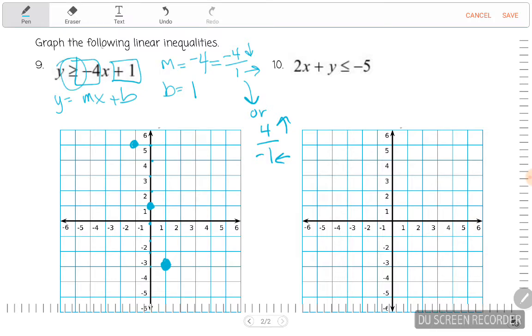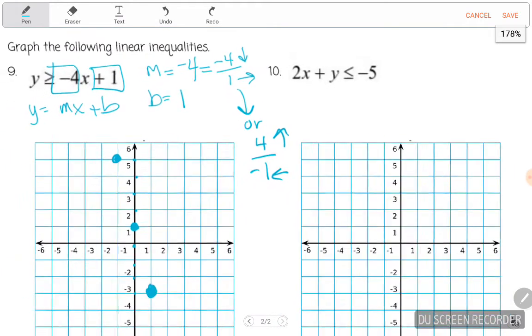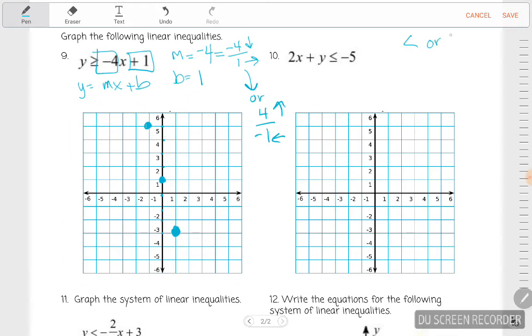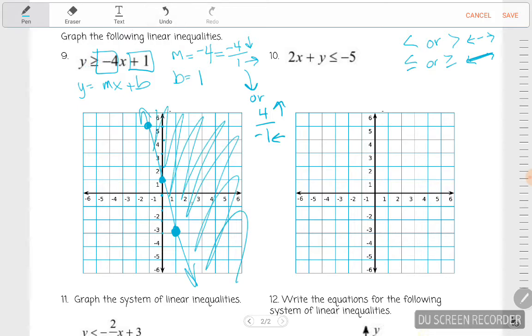The sign is greater than or equal to, so it's going to be a solid line. A side note you might want to say: if you have less than or greater than, it's dashed. If you have an equal to involved, then it's going to be solid, your line, when you're graphing in 2D. So here we have greater than or equal to, so it's going to be a solid line. Let me try to make a nice line here. Okay, so there's my line. Greater than means I'm going to shade above. So it should look something like this.